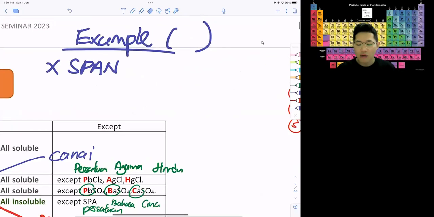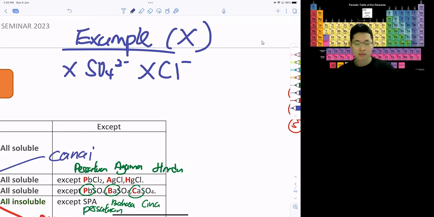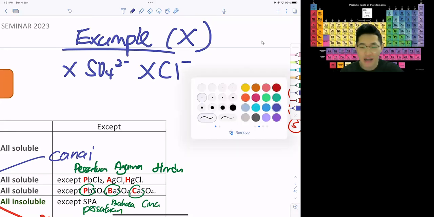Okay, now, I want an insoluble salt without the SO4 2- or Cl-. Simon, very good. Ian, very good. Josiah, very good. All right, Malcolm, correct, but don't forget to put a bracket, yeah?